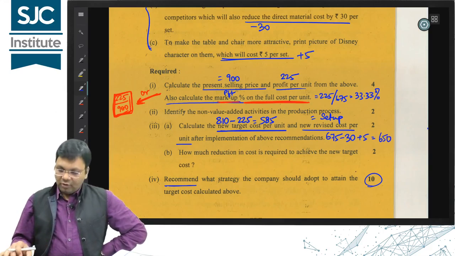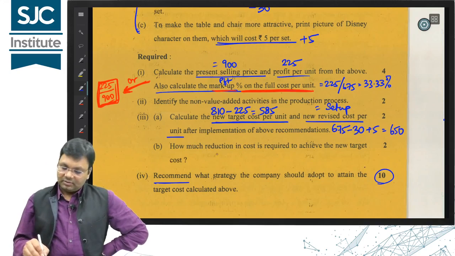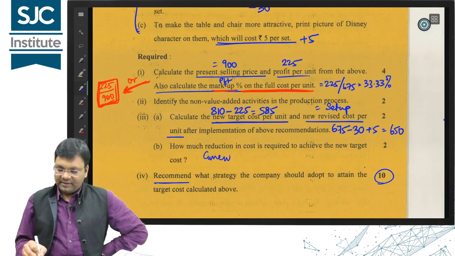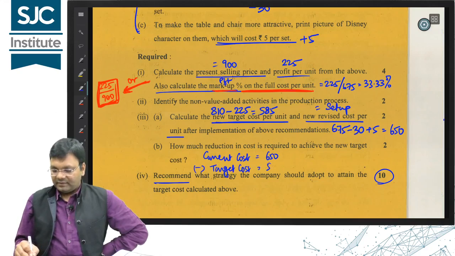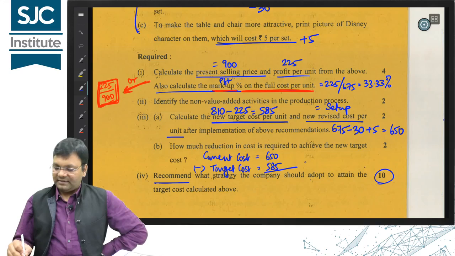Okay. How much reduction in cost is required to achieve the new target cost? So cost reduction, how much is required? If you see, current cost is coming 650 and less target cost that we want to achieve is 585. So what will be the cost reduction? 650 minus 585 is 65 rupees.